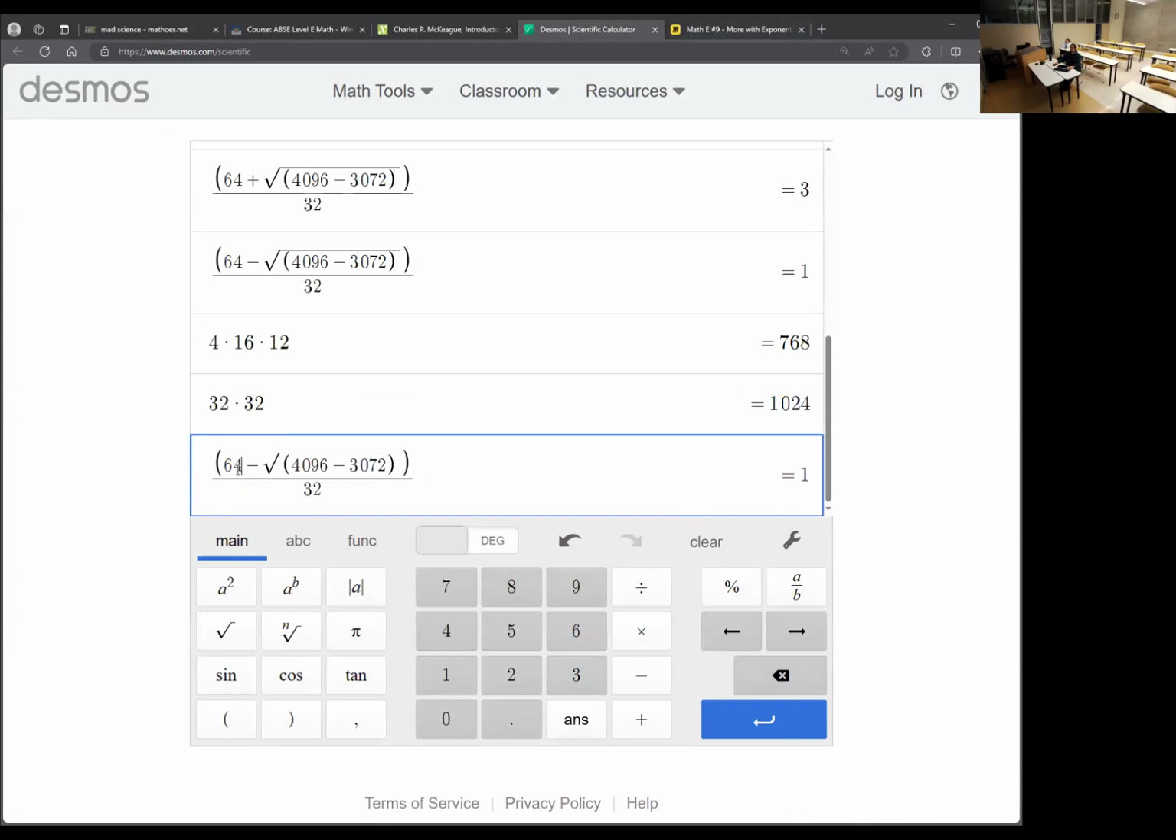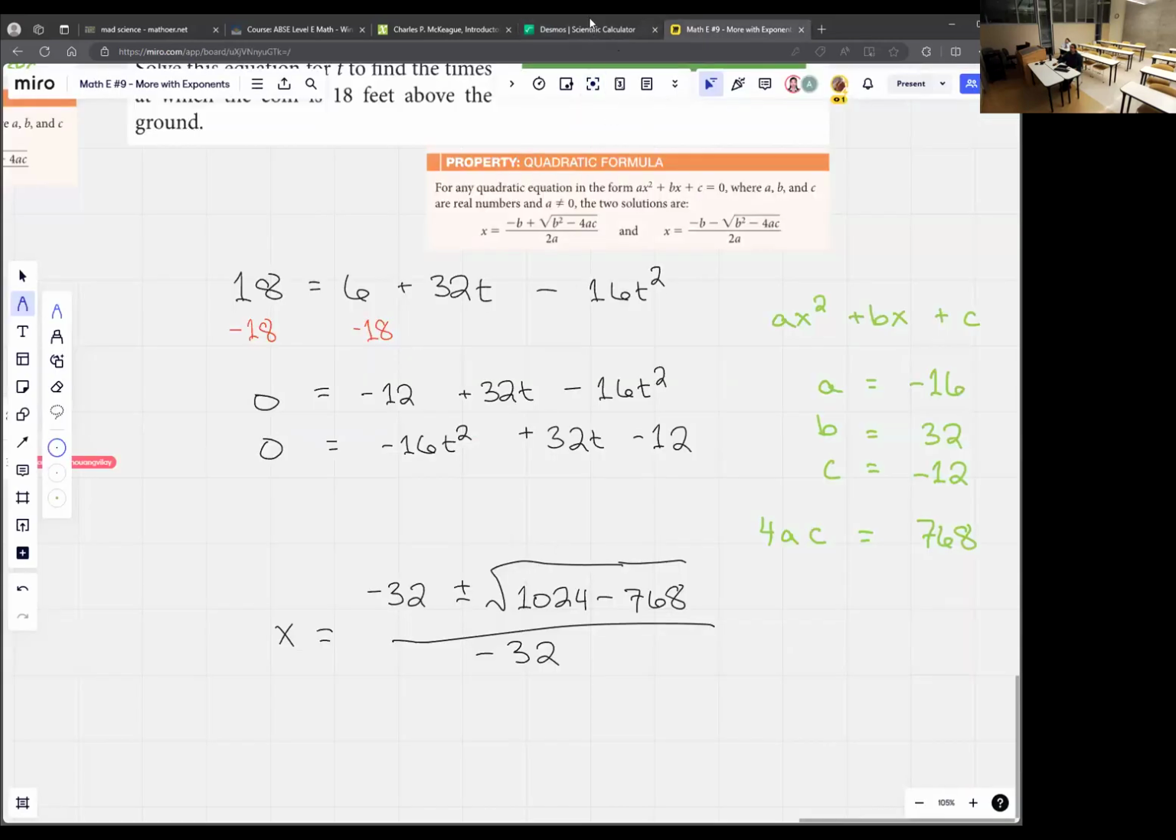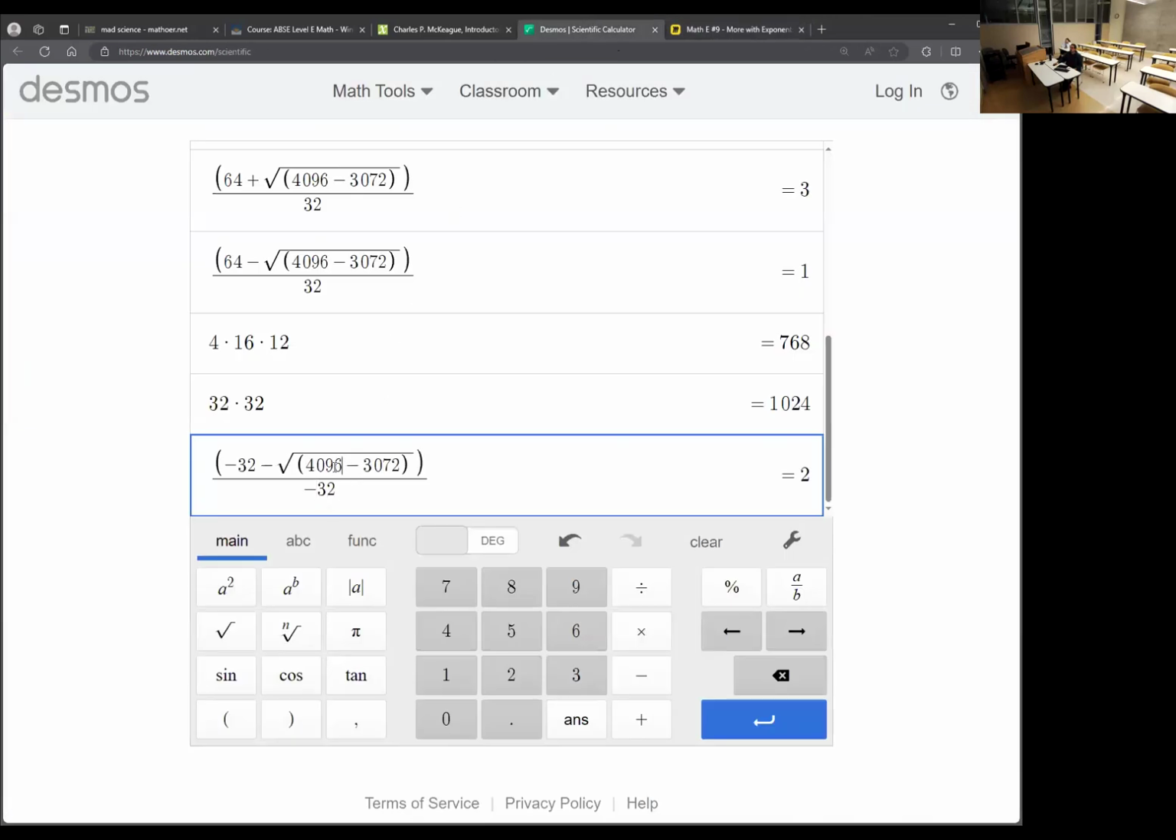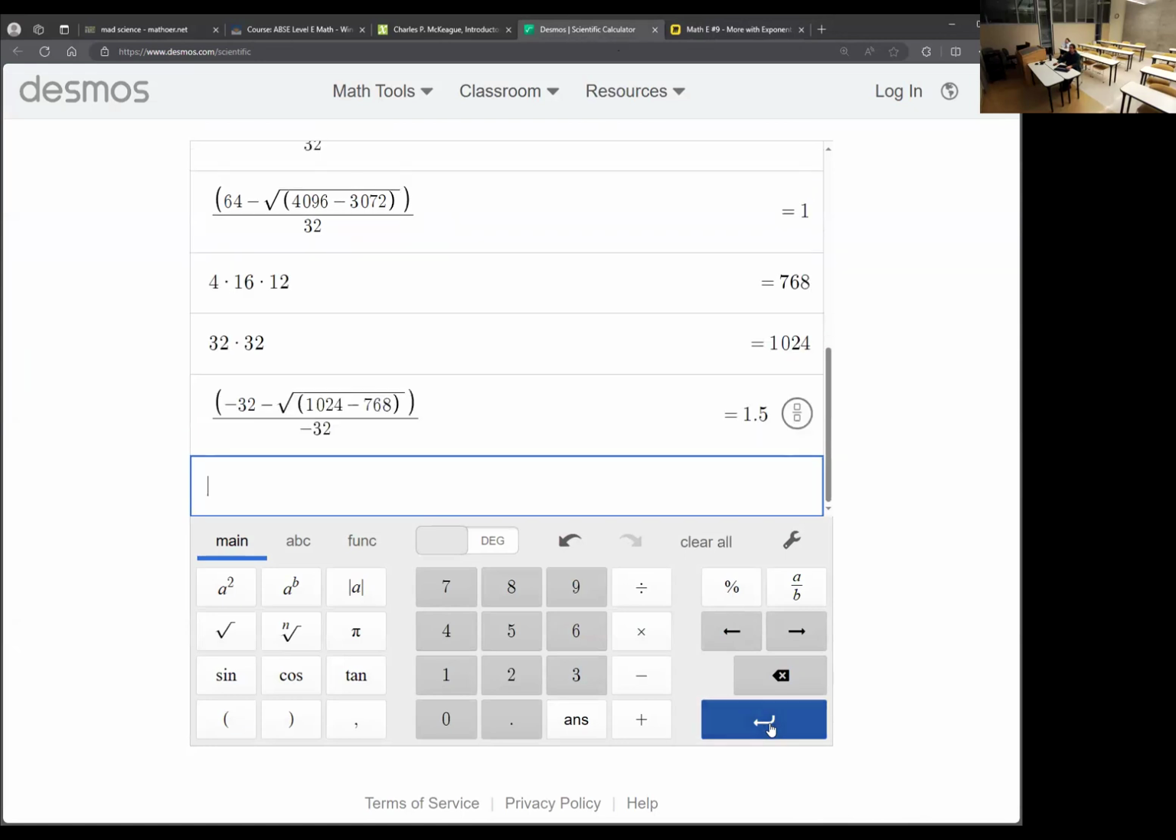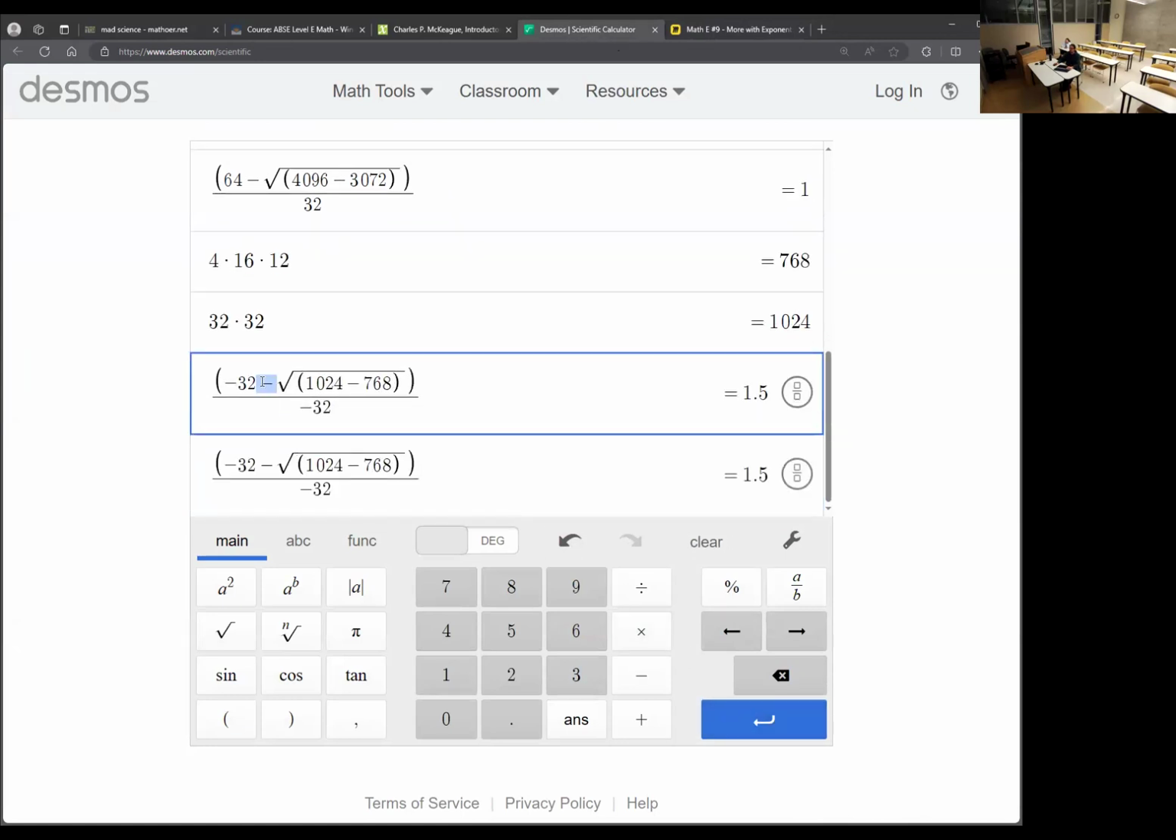Okay, so negative 32 and a negative 32. And this is 1,024 and 768. And then we want the same thing, but one of them to be plus and one of them to be minus. So we get 0.5 or 1.5.